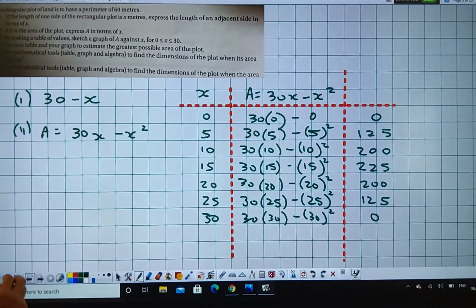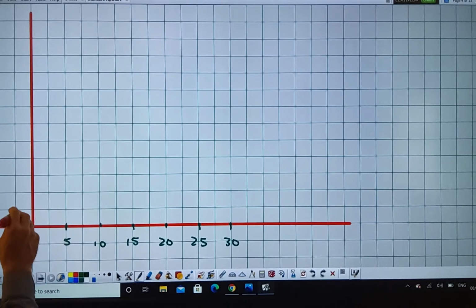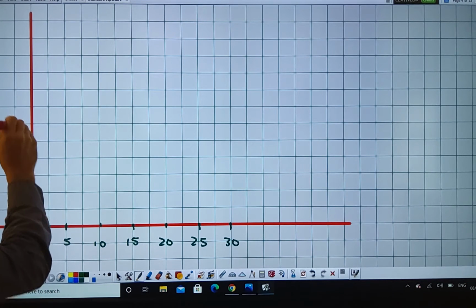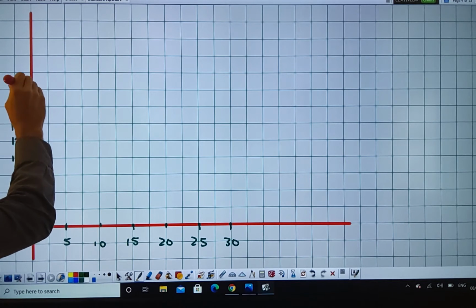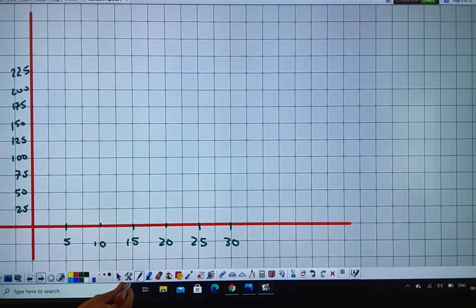So you can go up in 25s, because they all divide into 225. So we'll do 25, 50, 75, 100, 125, 150, 200, and 225. And then we start filling it in. So 0 and 0. Now you just plot your curve like this. There you go, that's 0.